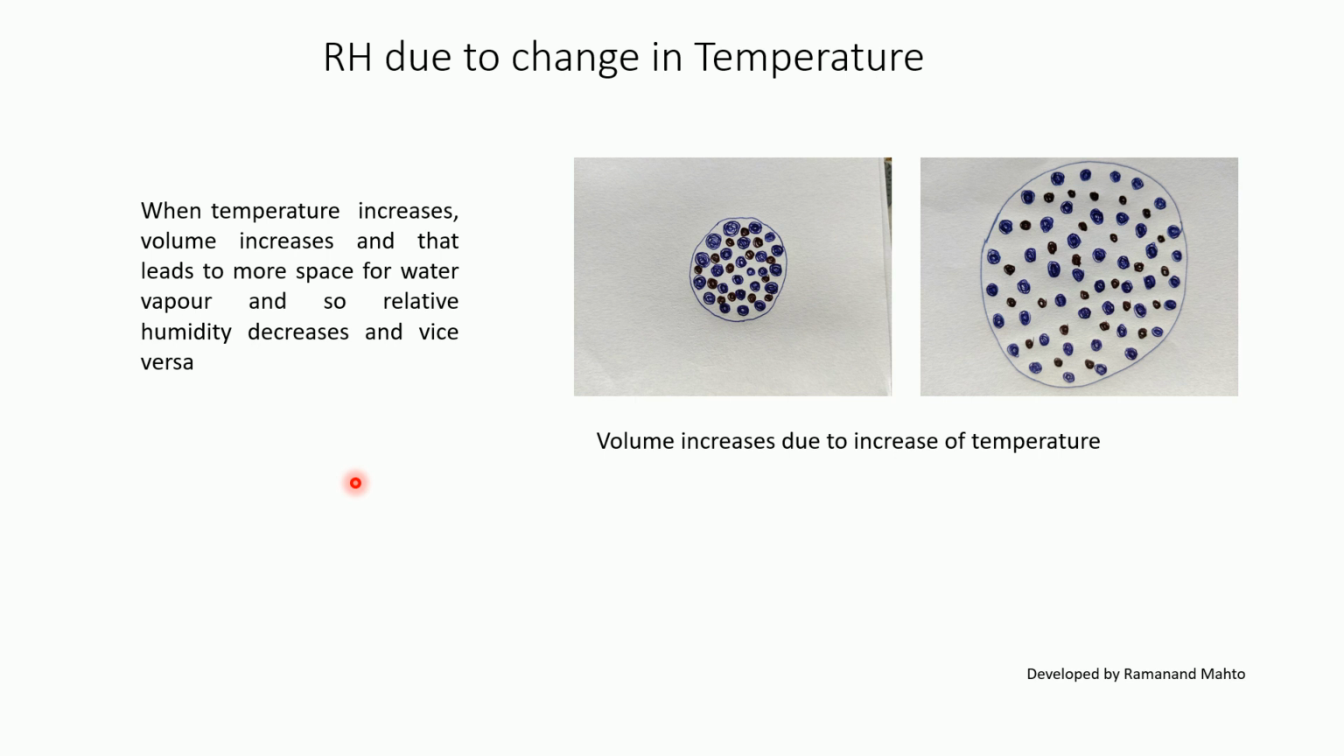Now we'll see the relative humidity change due to change in the temperature. When temperature increases, volume increases, and that leads to more space for water vapor, and so relative humidity decreases, and vice versa. This is case of unsaturated condition. Now temperature has increased, so now more space is available, and that is why relative humidity decreases. We'll see in the next slide how with the calculation.